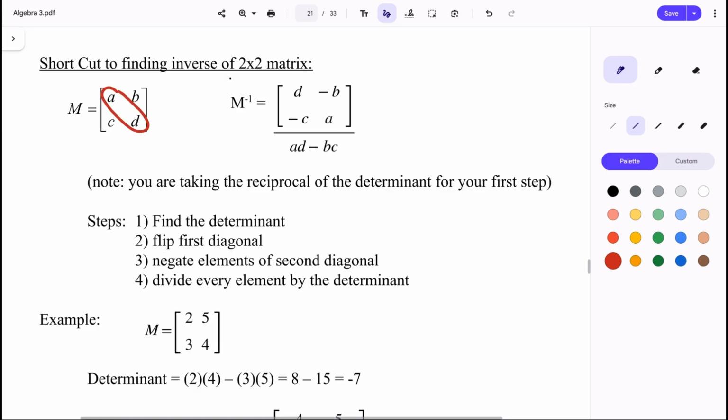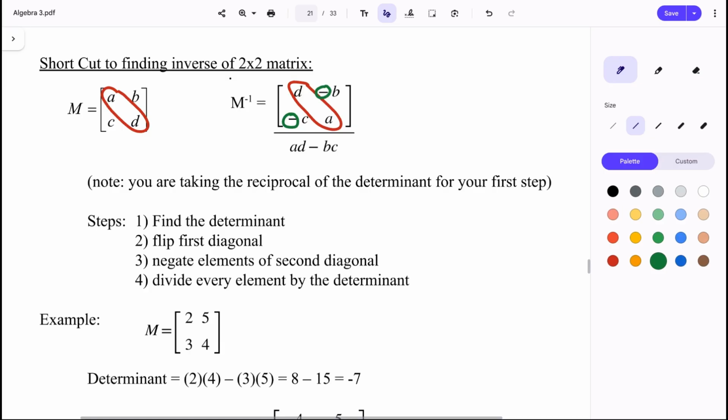So notice how these changed positions here. The A and the D just did a little flip-flop there. The C and the B stay in their positions, but if you look over here, they're changing their sign. Now it says negative C and negative B, but don't take that to mean it's always going to be negative. The negative is symbolizing it's going to change its sign. So if it started out as a negative number, when you do the inverse, it's going to change to positive.